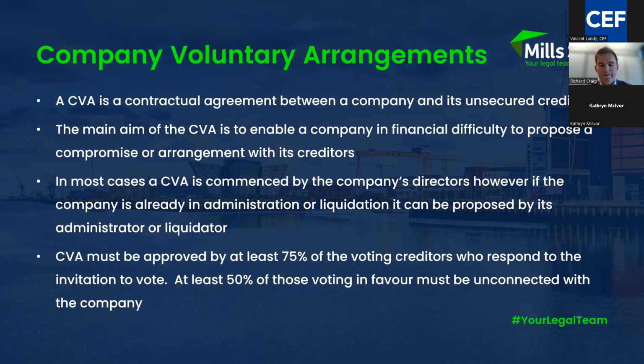In order for a CVA to be approved, it requires 75% of the voting creditors who respond to the invitation to vote, and at least 50% of those voting in favour must be unconnected with the company. So quite often, whenever a CVA is proposed, not all of the creditors will really engage in the process, and that's why it's important, if you have a strong view about the CVA, that you do engage and levy your vote, because if you do not vote, that is not seen as a rejection as such. And so for that reason, in some cases, CVAs can be approved by, percentage-wise, a small amount of creditors, but what ultimately matters is the 75% voting majority that is required.